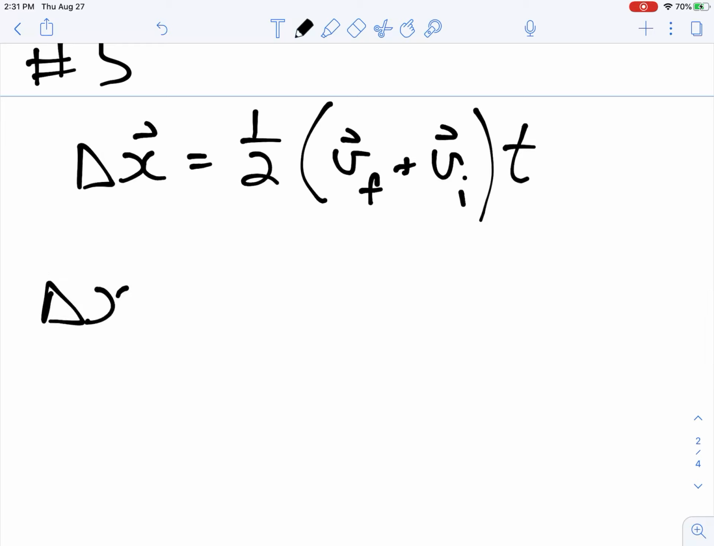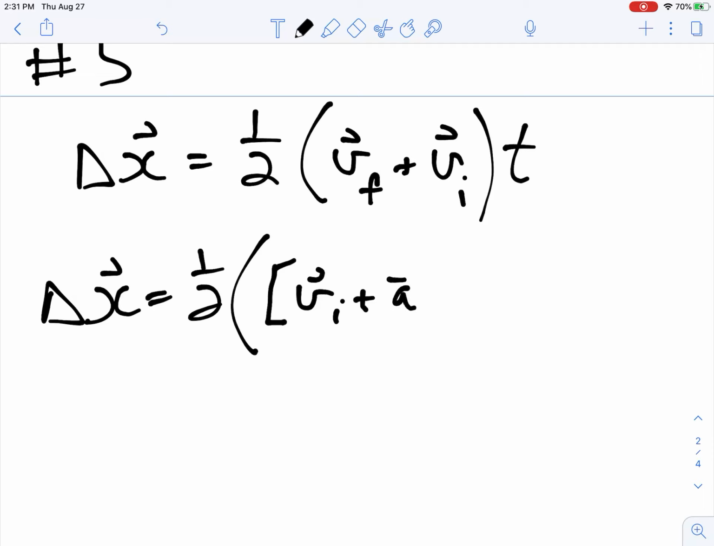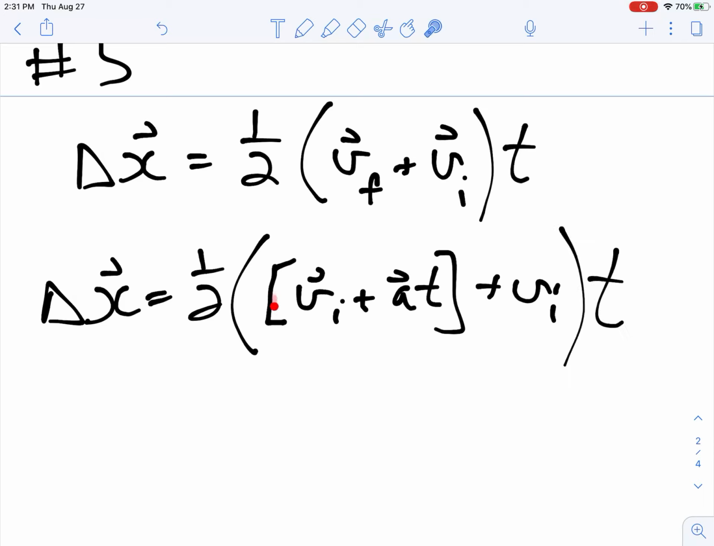So delta x equals 1/2. I'm going to use square brackets to show what I substituted. [V initial plus AT] plus V initial, times T. So you can see that I took this variable and substituted in this for it. Okay? And I forgot that.